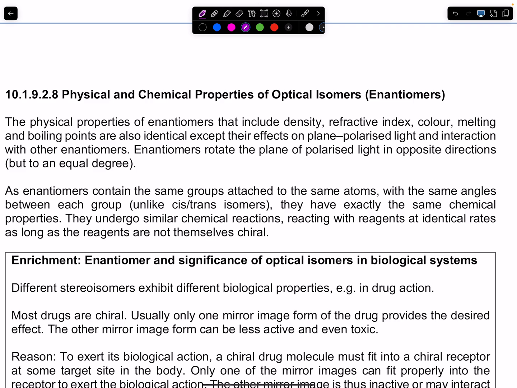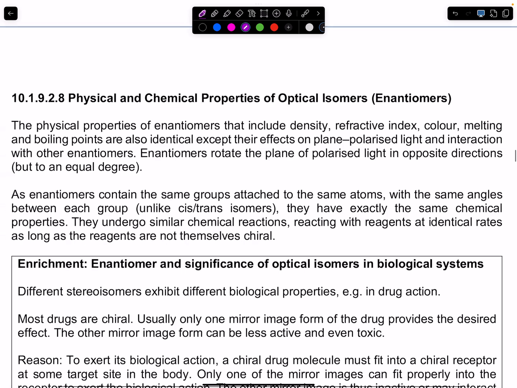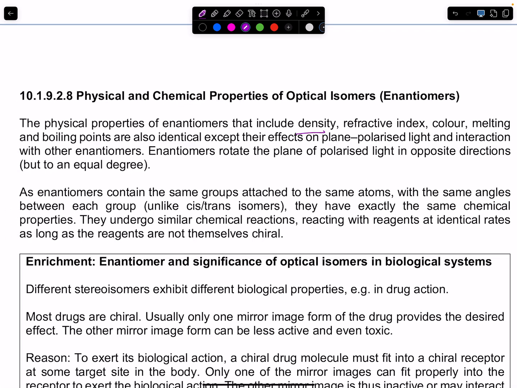Now, for physical properties of enantiomers, everything is the same. You can see, density is the same, refractive index is the same, color is the same, melting and boiling point is the same. The only thing that they differ in their physical properties is their effects on plane of polarized light and their interaction with other enantiomers.